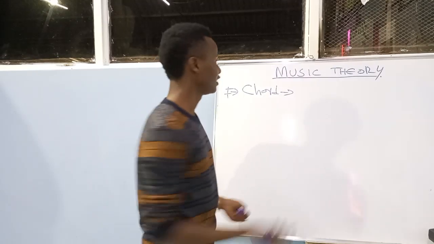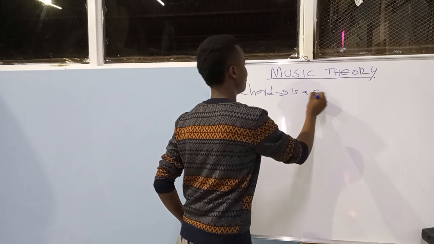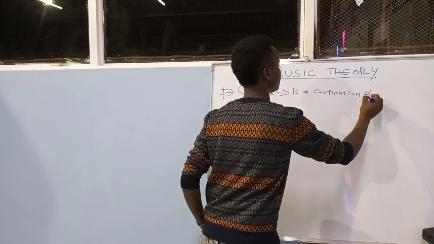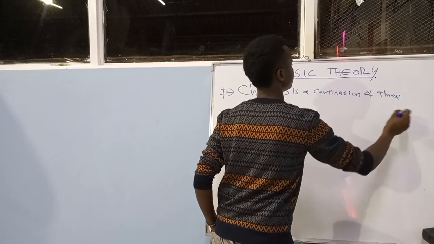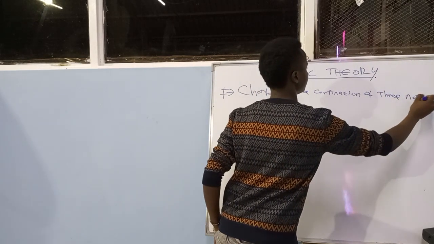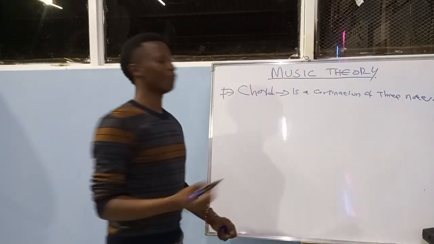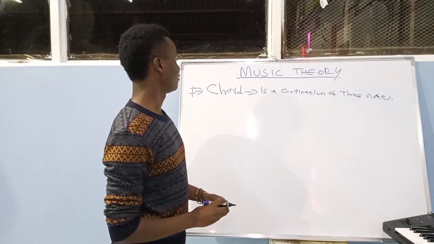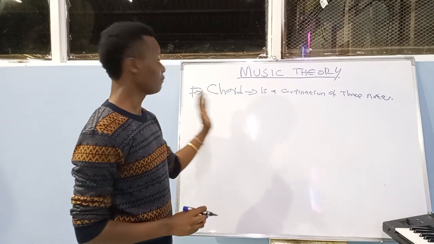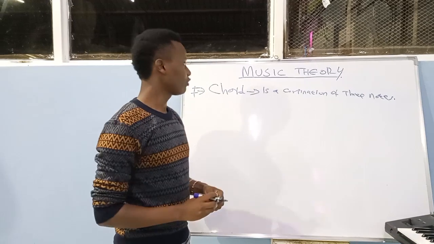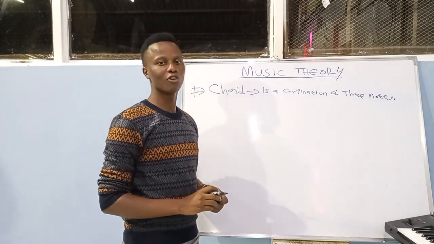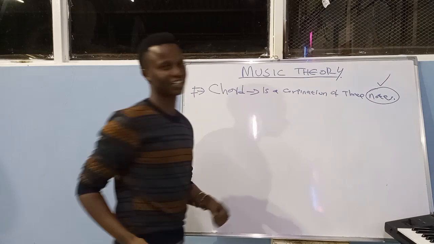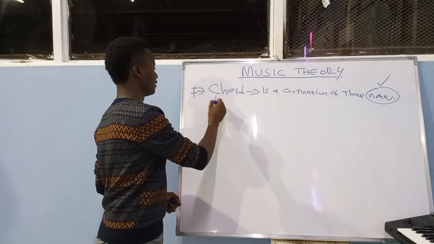In simple terms, a chord is a combination of three notes. I think we are together up to that point. So maybe for now you are able to define what a chord is. And a chord being a combination of three notes, now we are going straight to know the kind of notes we use in music. So we are going to start with the notes.